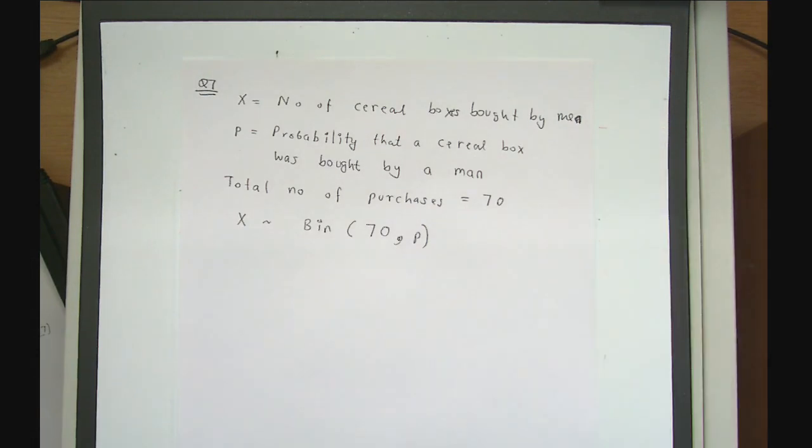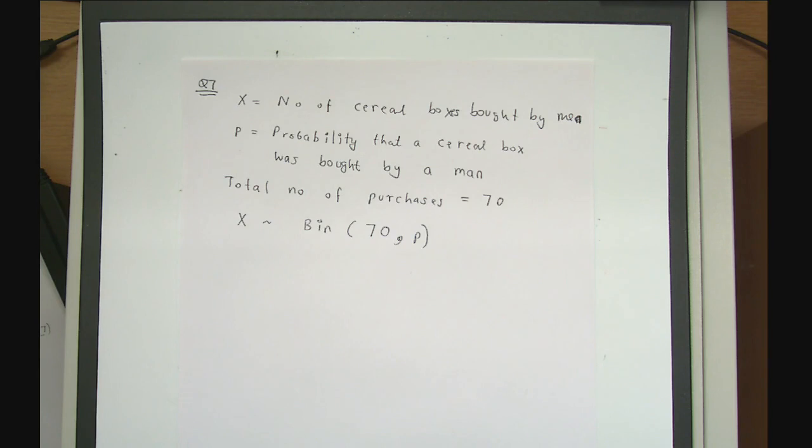This is a simple example of a binomial distribution. You have 70 purchases, and out of that, a certain number are bought by men, and the remaining are bought by women. P is the probability that a cereal box was bought by a man. So clearly, X is a binomial variable with parameters 70 and P.